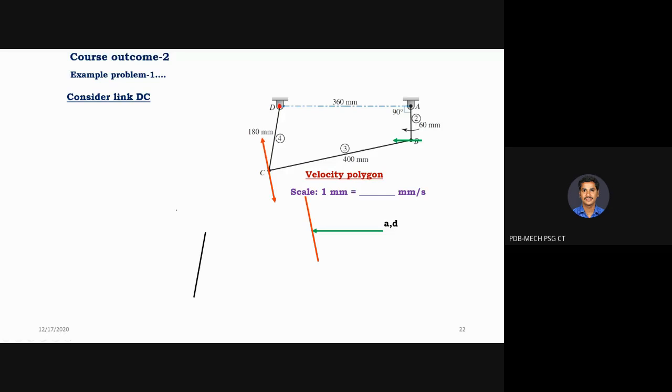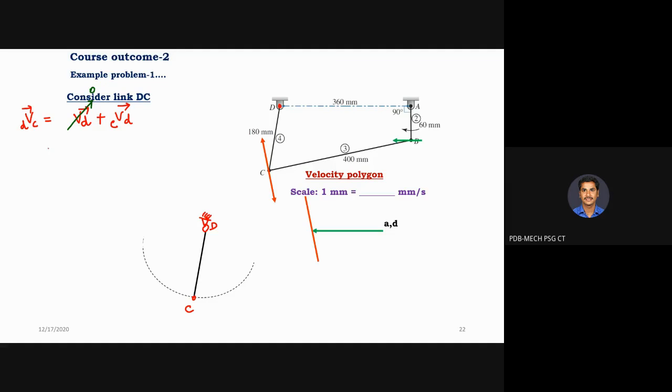Which is the fixed point? D, sir. Yes, this is your D and this point is your C. What is the length of DC? 180 mm. Now tell me how to find out the velocity of point C with respect to D. Velocity of C equals velocity of D plus velocity of C with respect to D. What is velocity of D? 0, sir. So it tends to 0.